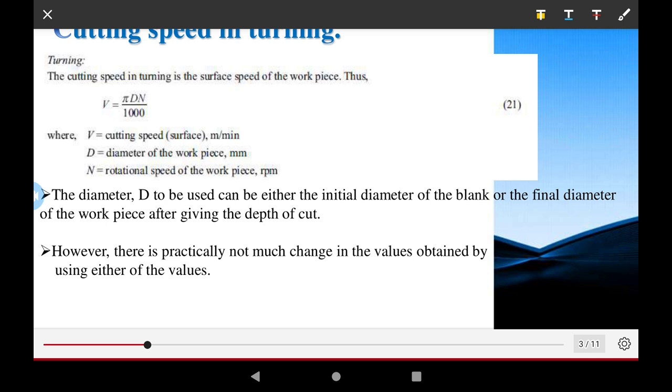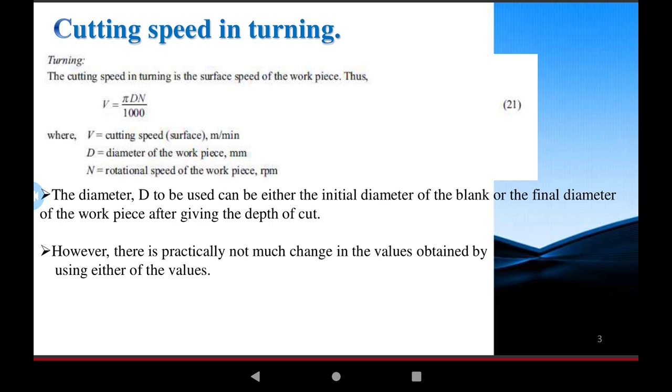V is the cutting speed of the surface in meters per minute, D is the diameter of the workpiece in mm, and N is the rotational speed of the workpiece in rpm. Suppose one value is in meters and one value is in mm, and the other is rpm. All the values are in different parameters.